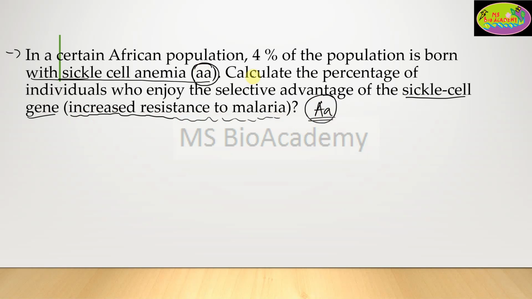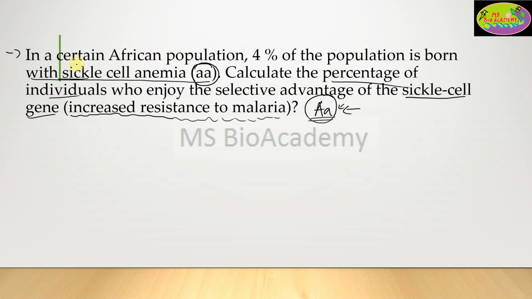So what you have to do here is calculate the percentage of individuals who enjoy the selective advantage of the sickle cell gene. Now they haven't mentioned here that you have to find the heterozygous form, but if you know that only the carriers of this particular gene will have the advantage of increased resistance to malaria, you know that you have to find the heterozygous frequency, the percentage of heterozygous individuals. So that way it will be easy. You should know all these things, then only can you solve this kind of question, right?